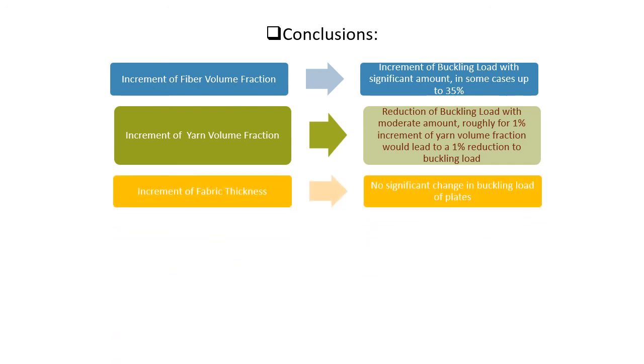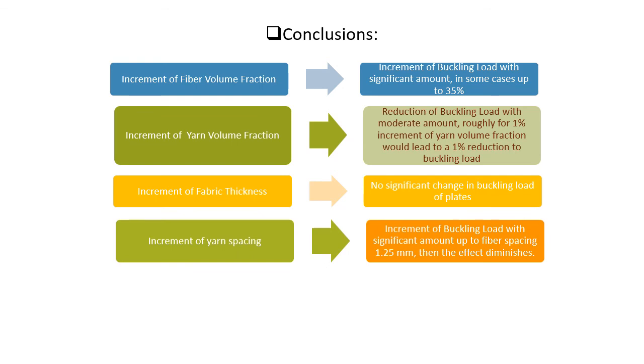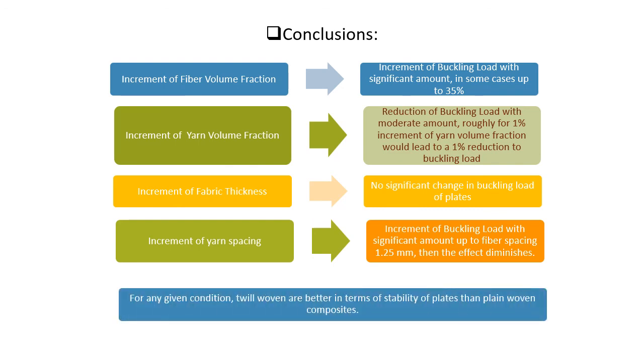Increment of fabric thickness causes no significant change in buckling load of plates, and increment of yarn spacing, of course, will lead to a significant amount of buckling stability up to 1.25 mm, and then the effect diminishes. Another important conclusion is that for any given condition, the twill woven composites are better in terms of the stability of plates than plain woven composites.